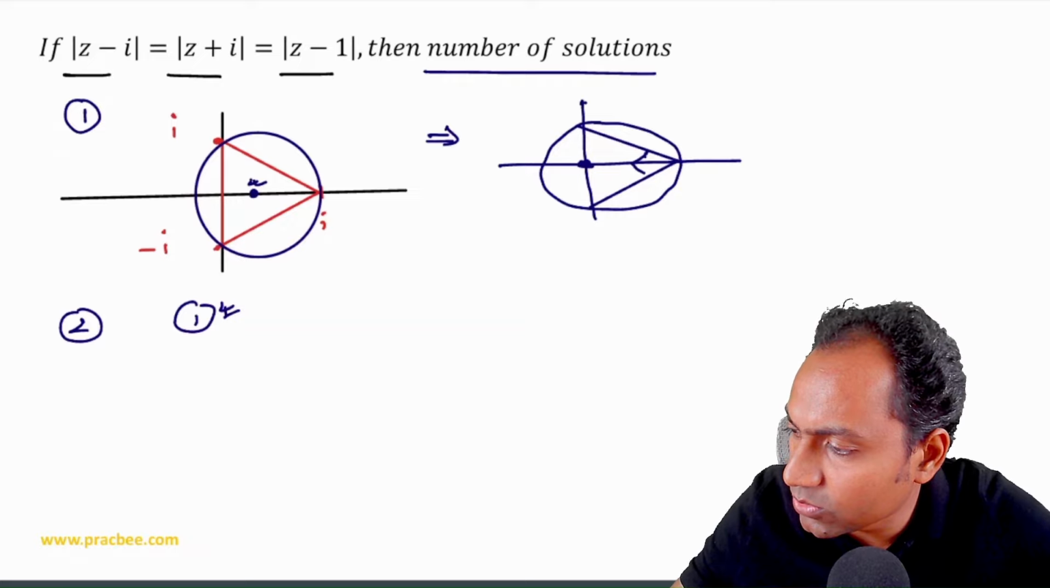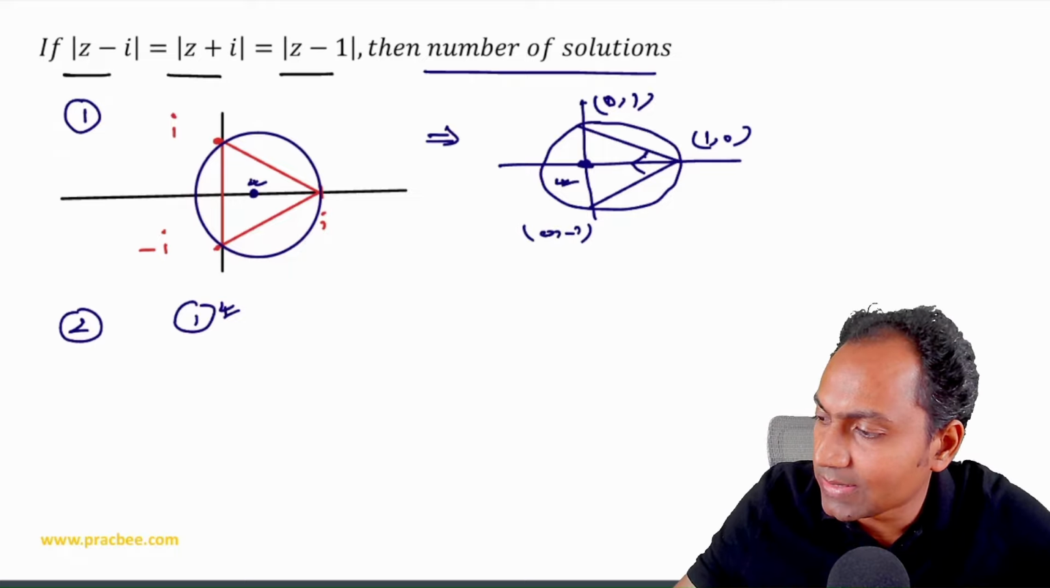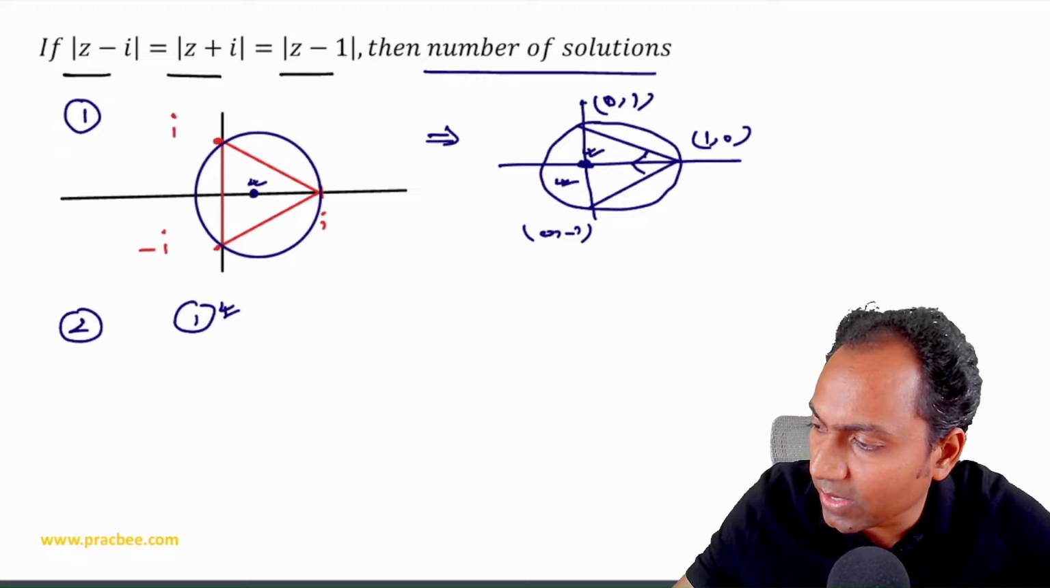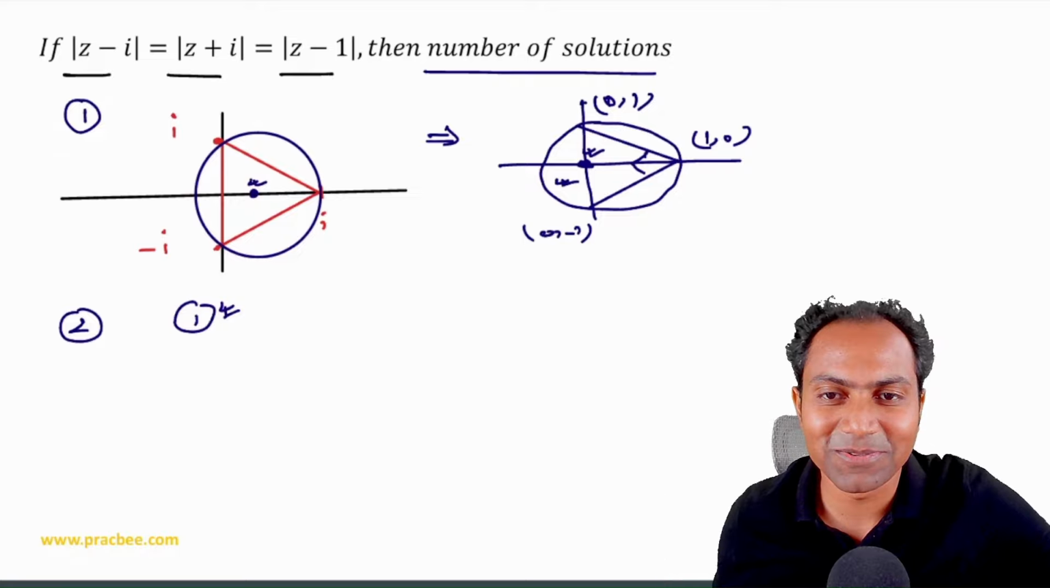So this point is going to be the origin only. This is nothing but (1, 0). This is nothing but (0, 1). And this is nothing but (0, -1). You can see that this angle becomes 90 degrees. So this part will become the diameter, and the center of the diameter will become the center. So an extremely simple question.